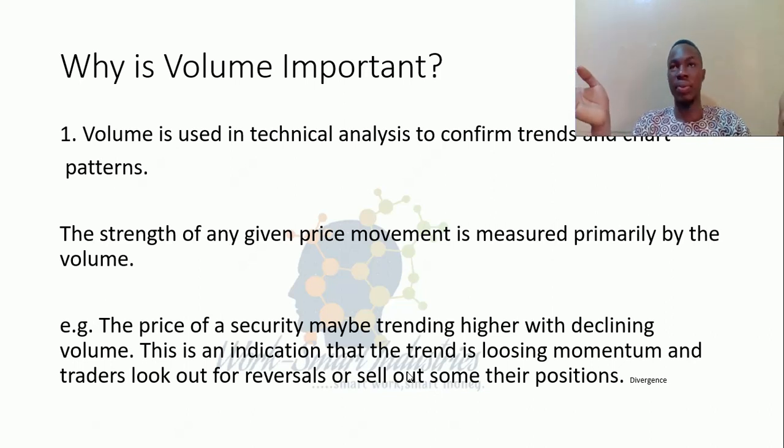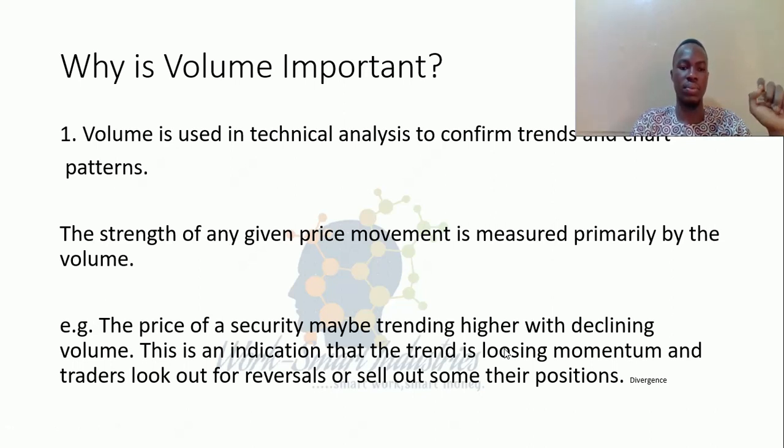For example, if the security is trending upward and the volume is trending downwards, you know that there is not enough volume, or there are not enough players in the market supporting the movement of this token or security. As in the example here, the price of a security may be trending higher with declining volume. This is an indication that the trend is losing momentum, and traders look out for reversals or sell some of their positions.